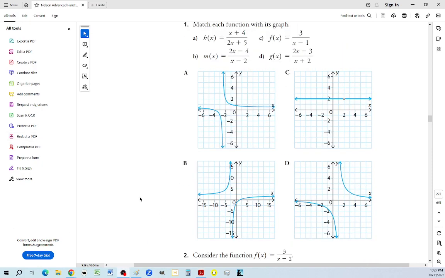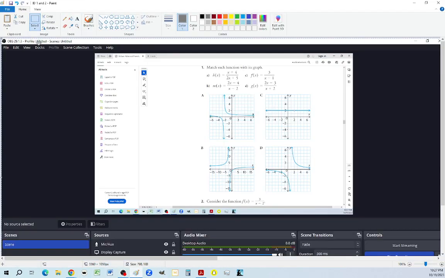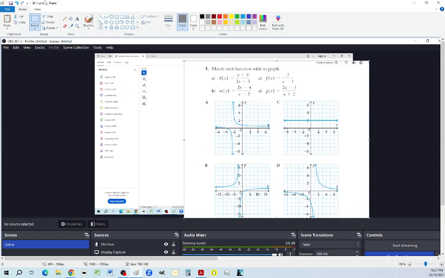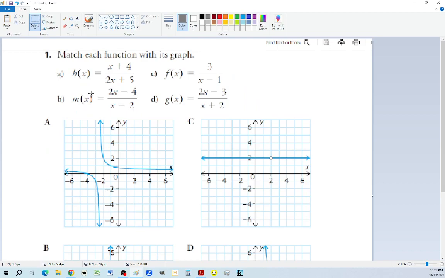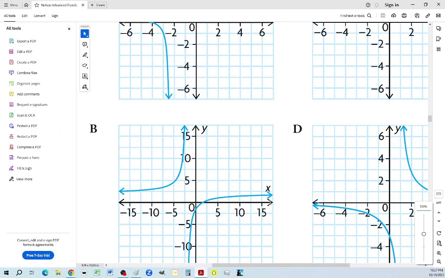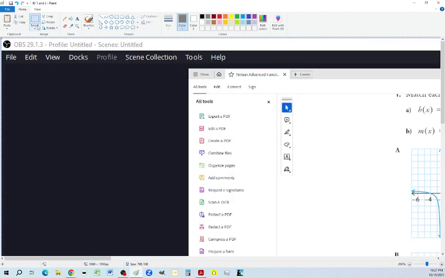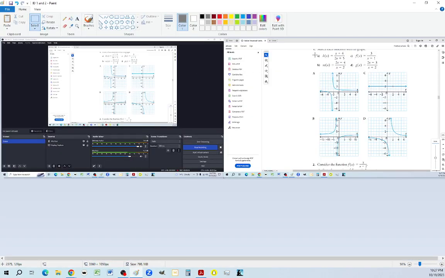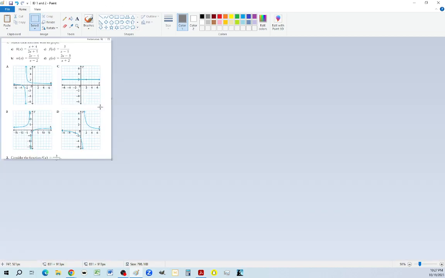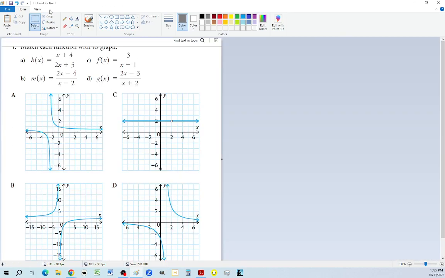Okay, number 1, match the function with the graph. Now again, this is quite easy. You just have to focus on the simplest ones first. Okay, so let's just do this and then do this. Oh, that's a terrible image. Let me try to take a better image than that. Just zoom in here a bit. Yeah, that's better. Let's try that one. There we go. And there we go. That's better.